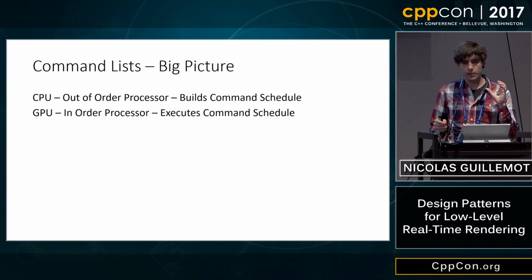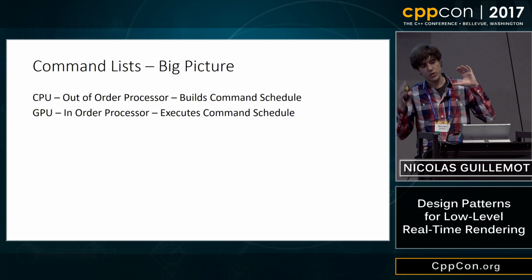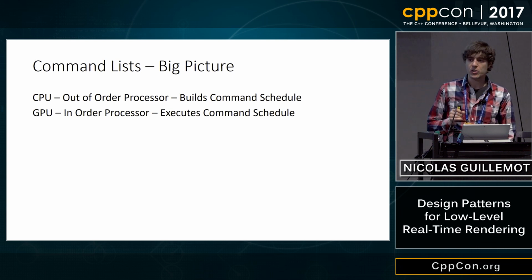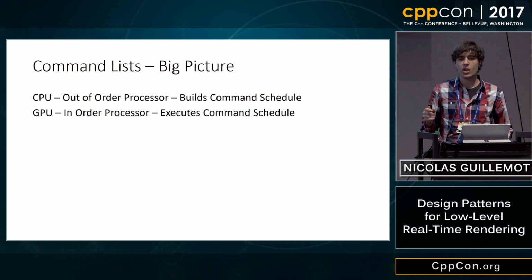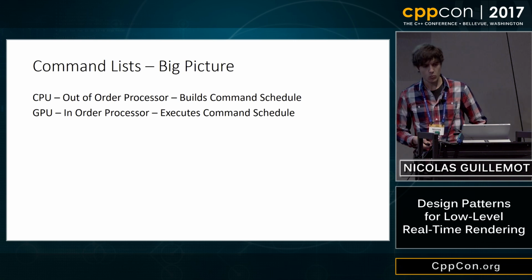The thing about being an in-order processor is that your performance depends greatly on whether the commands you were given are in an order that is actually efficient. So one of the big picture ways that I think about this relationship is that it's very beneficial to think about how we can use the CPU to order the commands that we send to the GPU in a way that is most efficient.